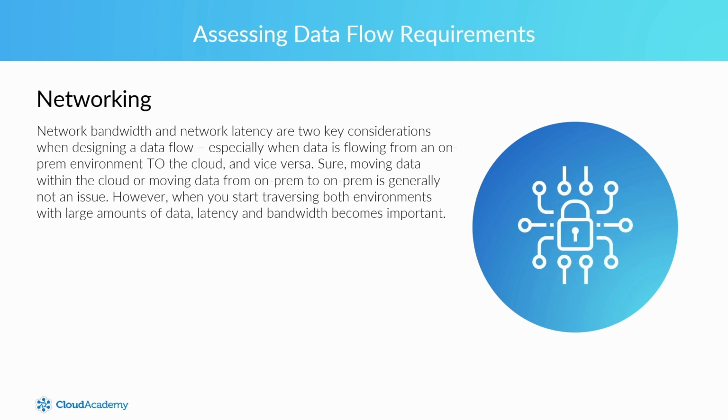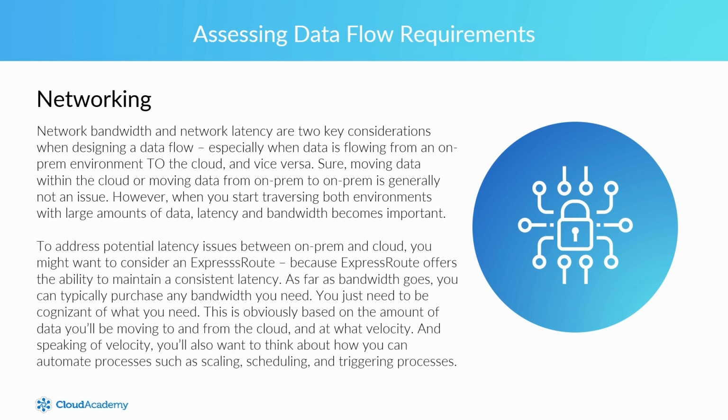Network bandwidth and network latency are two key considerations when designing a data flow, especially when data is flowing from an on-prem environment to the cloud and vice versa. I mean, sure, moving data within the cloud or moving data from on-prem to on-prem is generally not an issue. However, when you start traversing both environments with large amounts of data, latency and bandwidth become important. To address potential latency issues between on-prem and cloud, you might want to consider ExpressRoute, because ExpressRoute offers the ability to maintain a consistent latency.